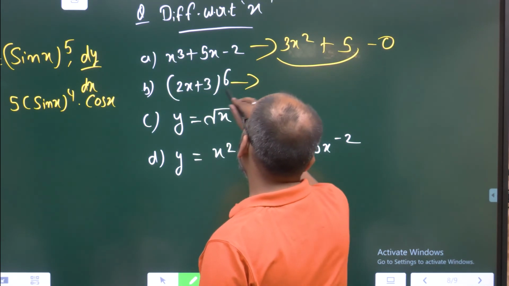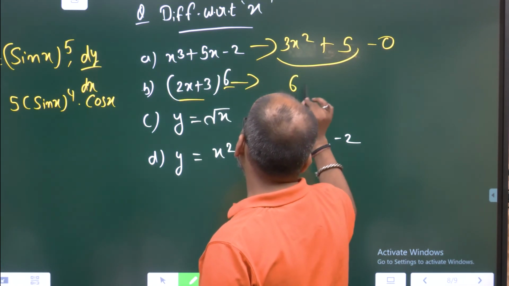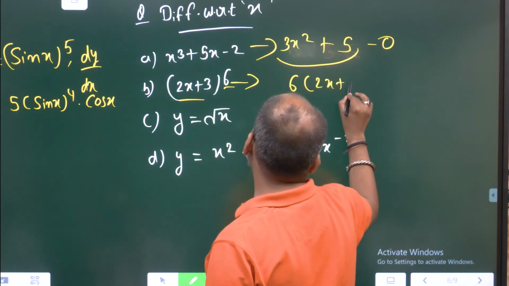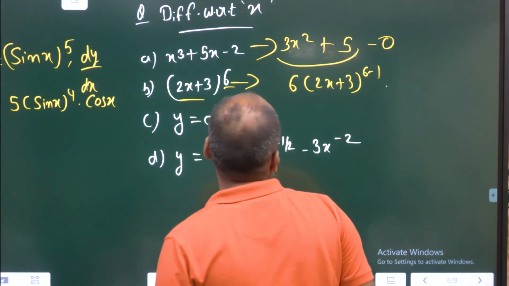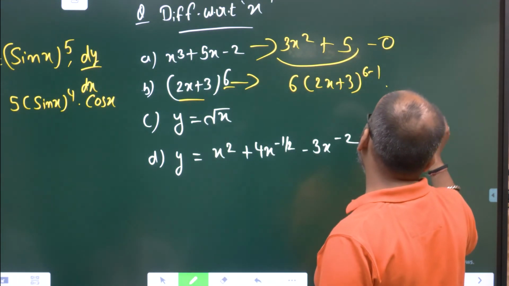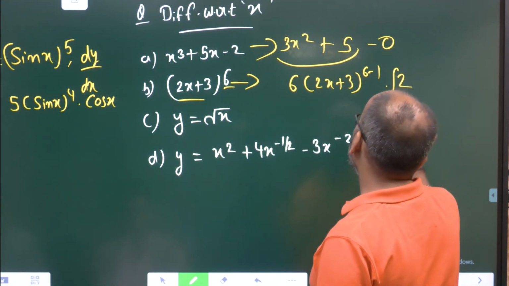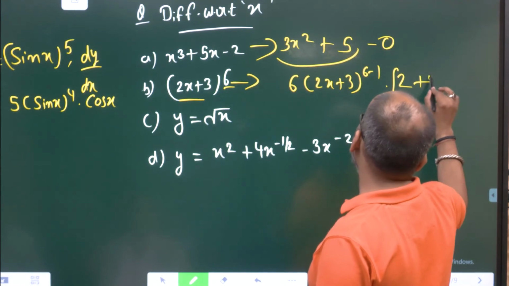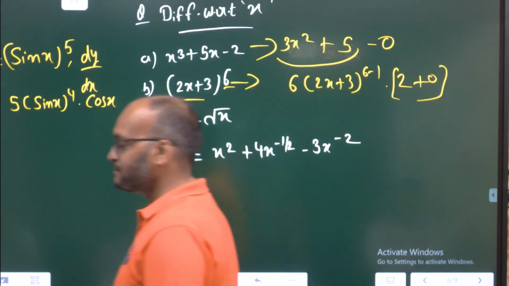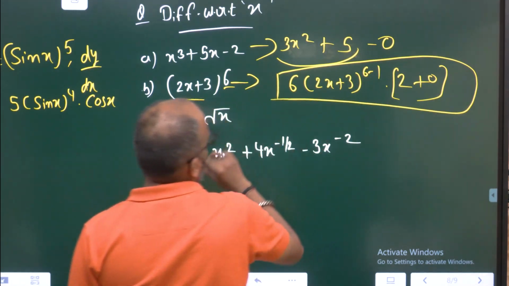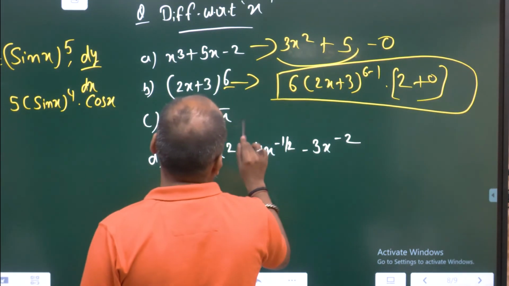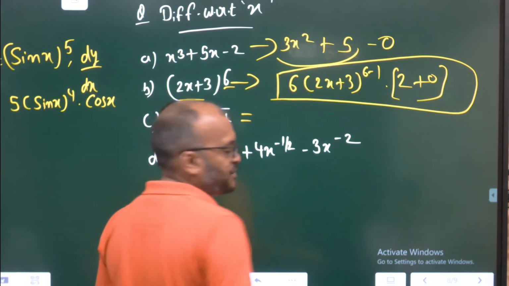Second one, please see. Power is given. So 6 into 2x plus 3 to the power 6 minus 1 into 2x. Differentiation of 2x with respect to x, you will get 2. Differentiation of a constant will be 0. Don't pay attention to this one. This I will teach you in the next class. It is chain rule. But I have just solved it because I have given the question.